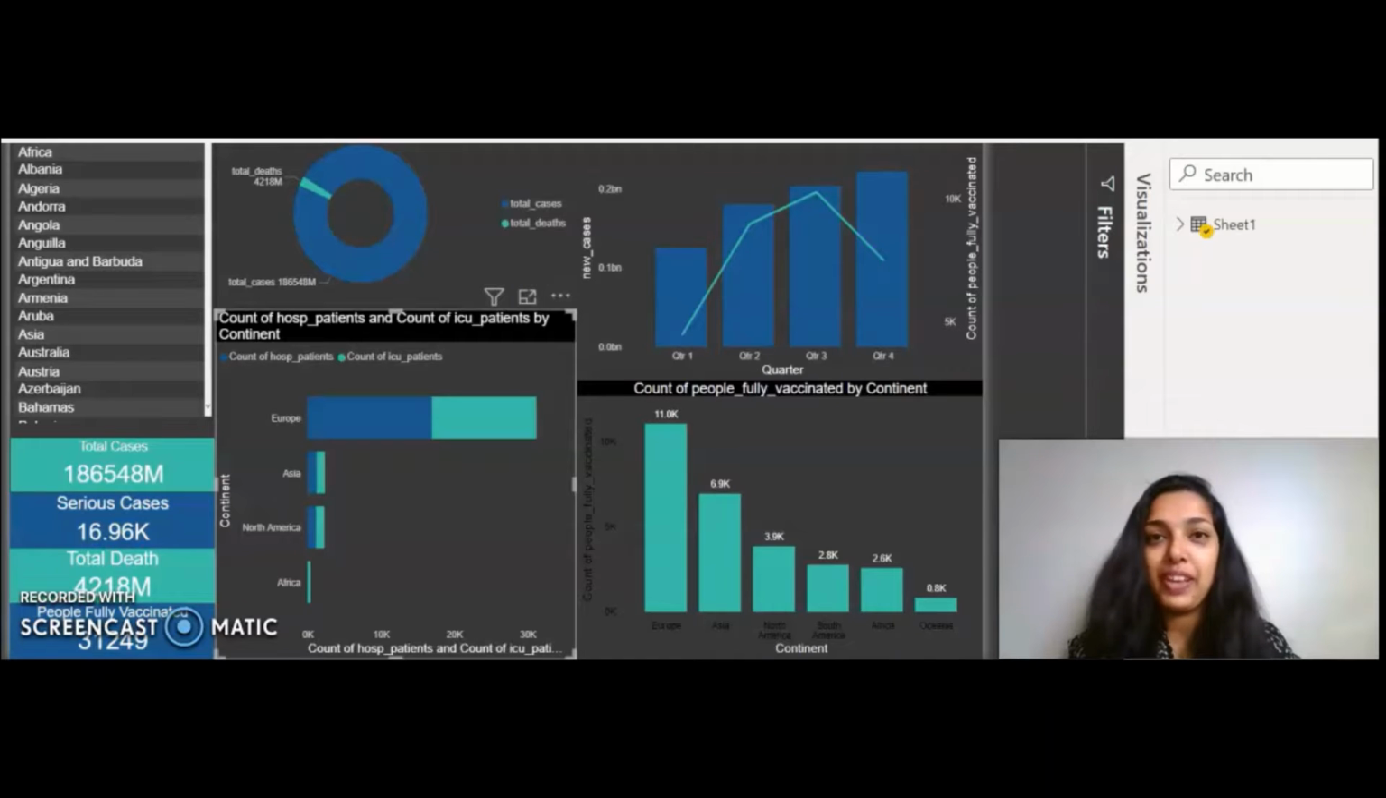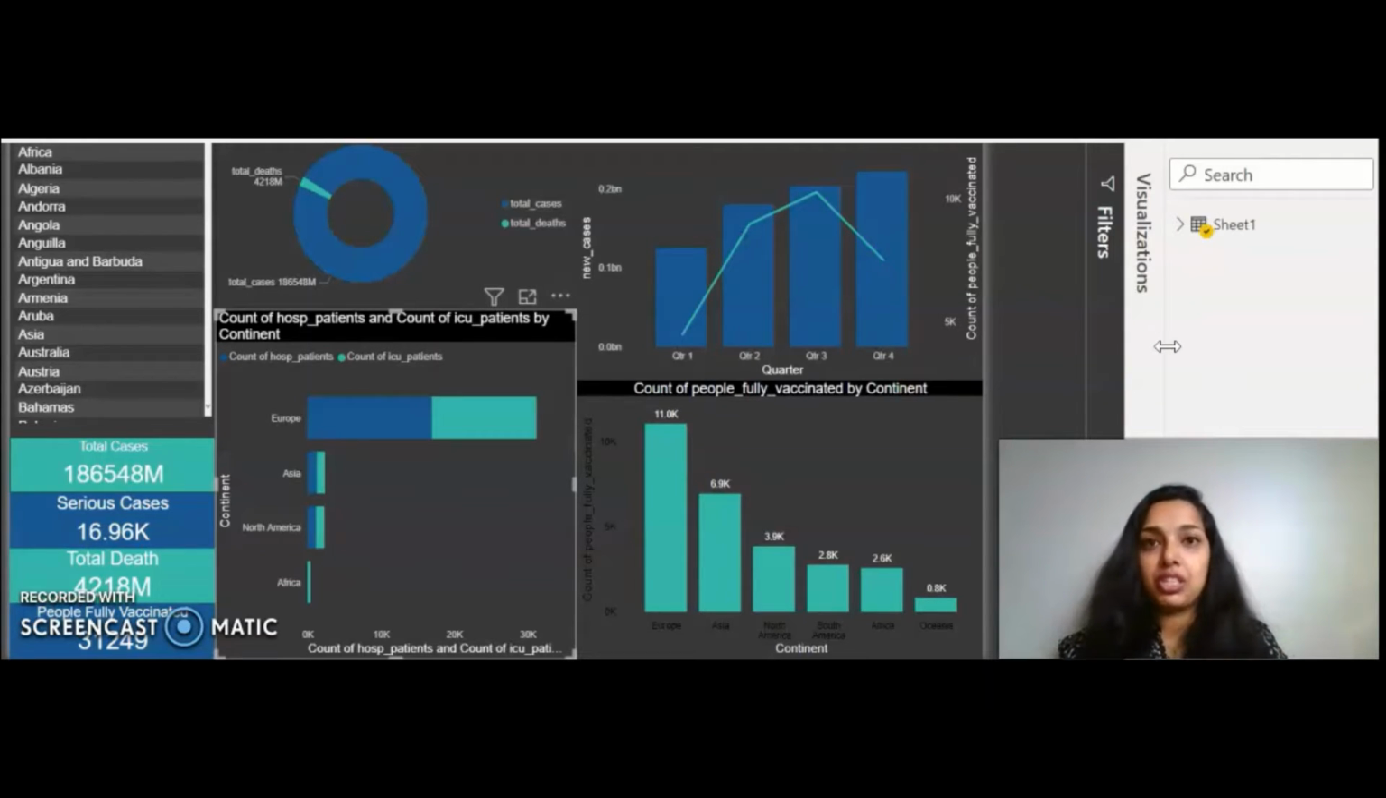Hi, I'm Neha Joseph. Today we'll be looking into the COVID dataset. The dataset was downloaded from data.world and contains updates regarding the COVID information and the vaccination information from the entire world. Before we start with the visualization, let's have a brief idea about the dataset.